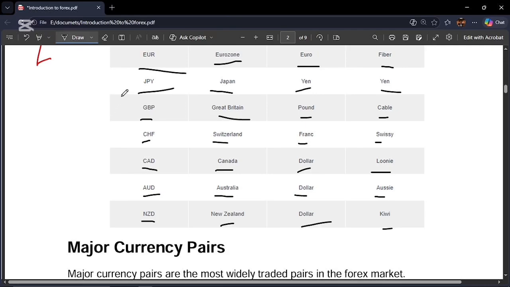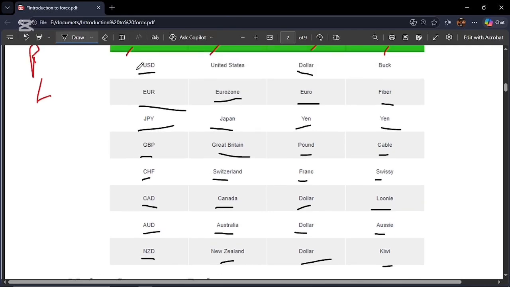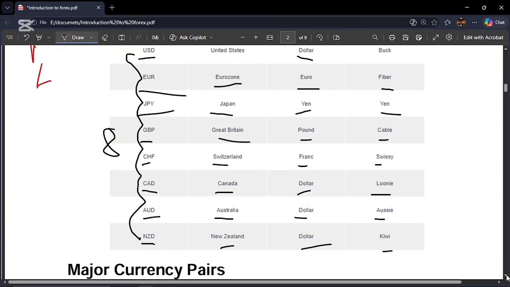So you can see from here that these are 8 currencies: 1, 2, 3, 4, 5, 6, 7, 8. These are 8 currencies that we trade in the market. So after knowing that, now how about the pairs?